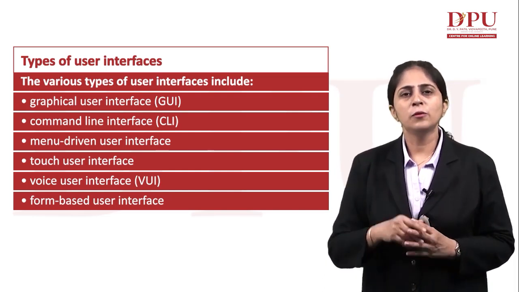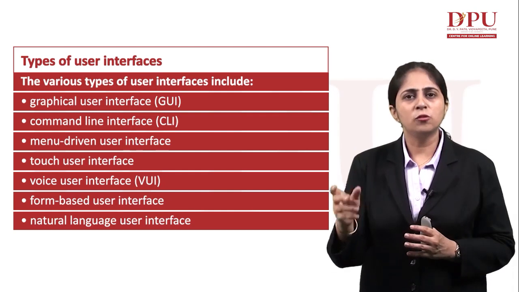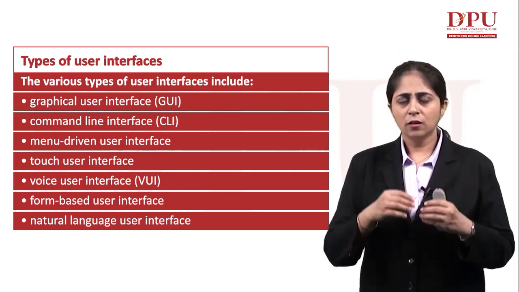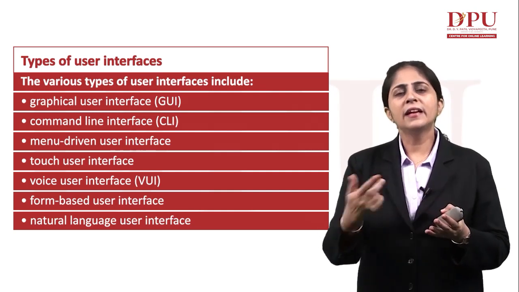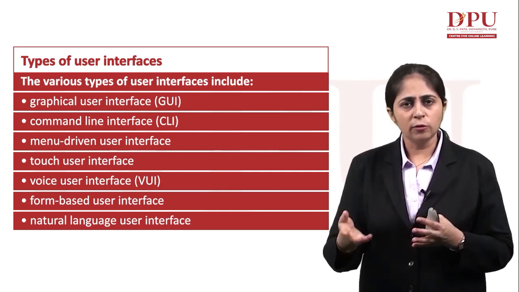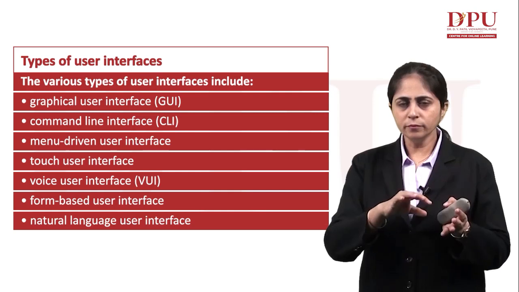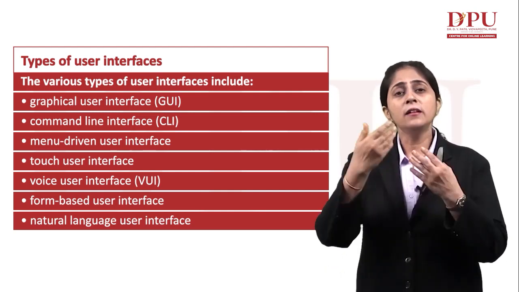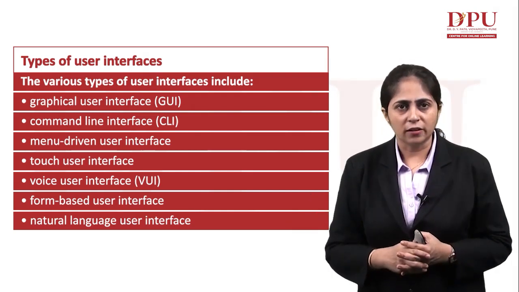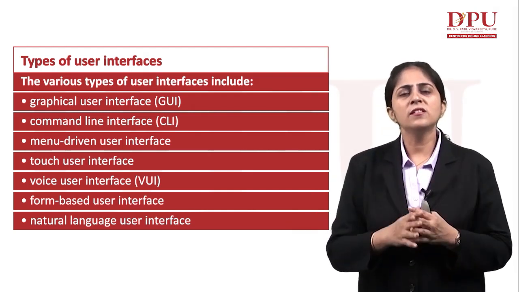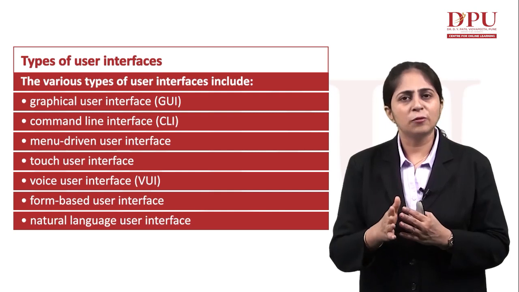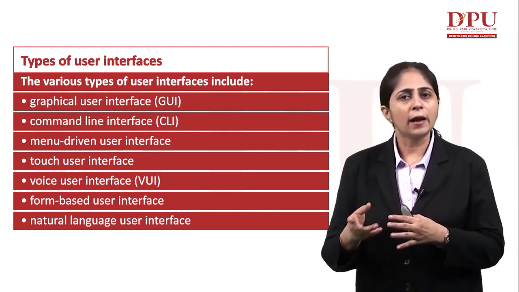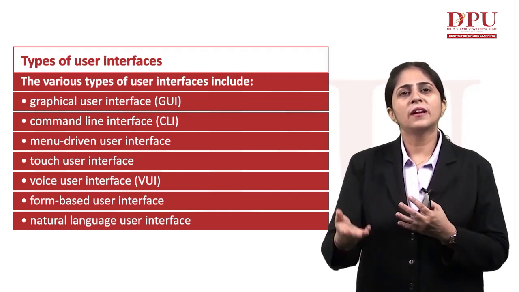Then you have the next one, which is a natural language user interface. It is a kind of user interface in which the user can work in his natural language, whatever language he uses. He can write down the data in his natural language and get the task done. So that form of interface is known as a natural language user interface, in which the user uses his natural language to perform the task.